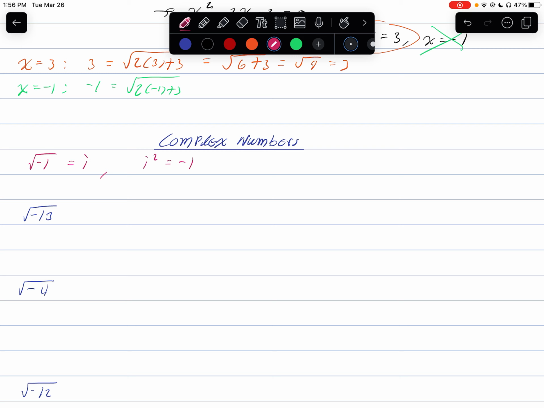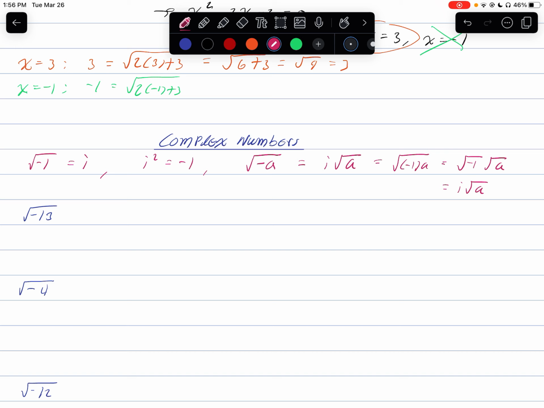If we have the square root of -a, where a is some positive real number, then this is equal to i times the square root of a. This is because you can think of this as the square root of -1 times a, which is the square root of -1 times the square root of a, which is equal to i times the square root of a. So these are a couple of basic definitions we need.